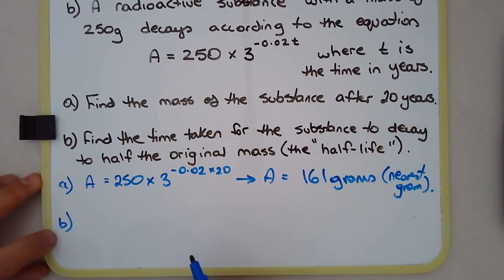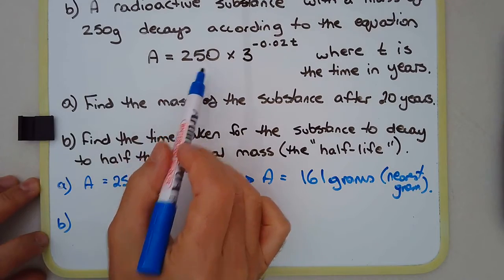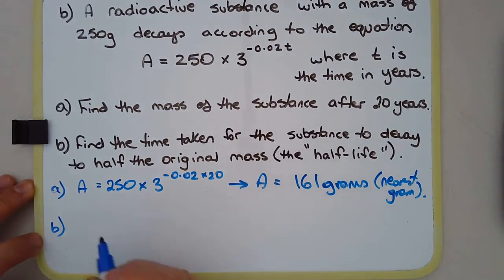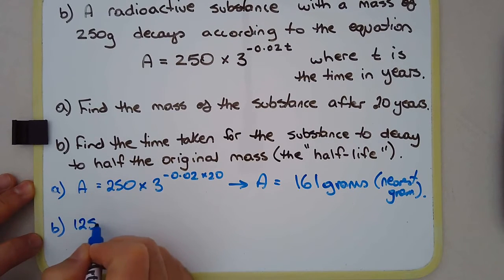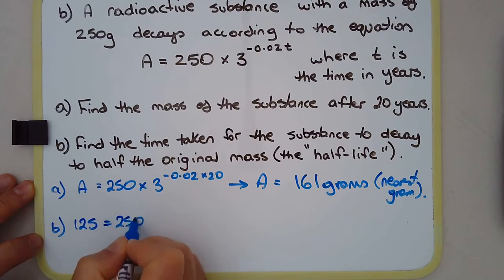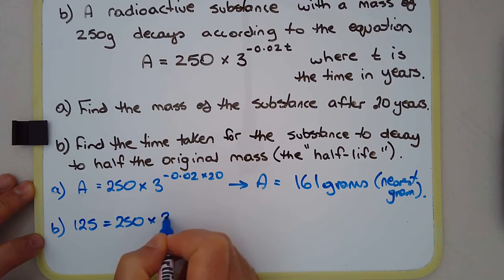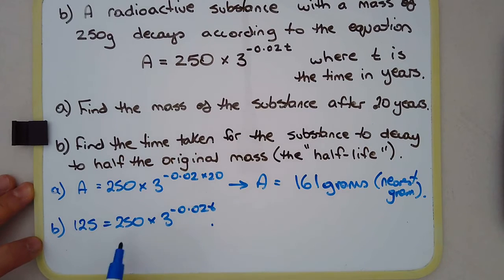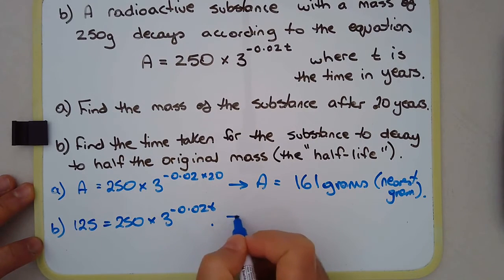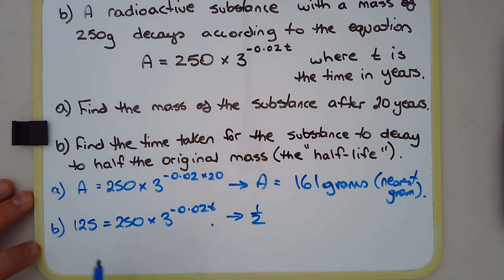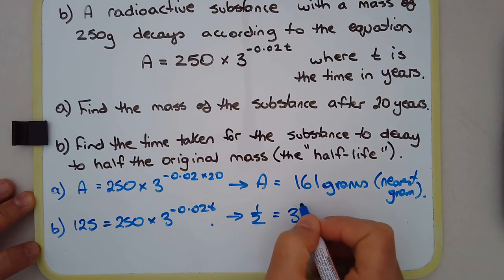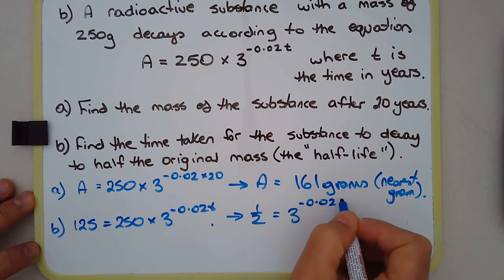So if we're starting off with 250 grams, we want to work out how long it's going to take for the substance to decay down to 125 grams. So 125 is equal to 250 times 3 to the negative 0.02t. Let's divide both sides by 250. If we do that, 125 on 250 gives you half, which is equal to 3 to the power of negative 0.02 times t.